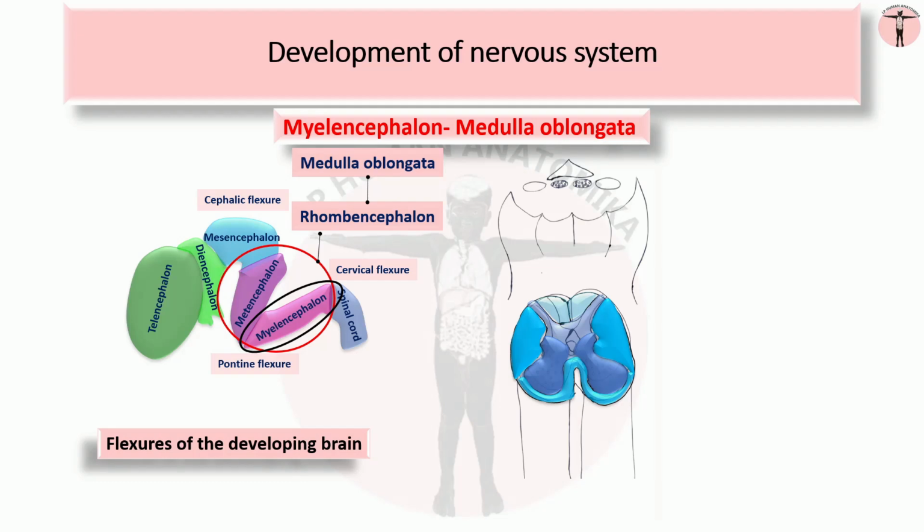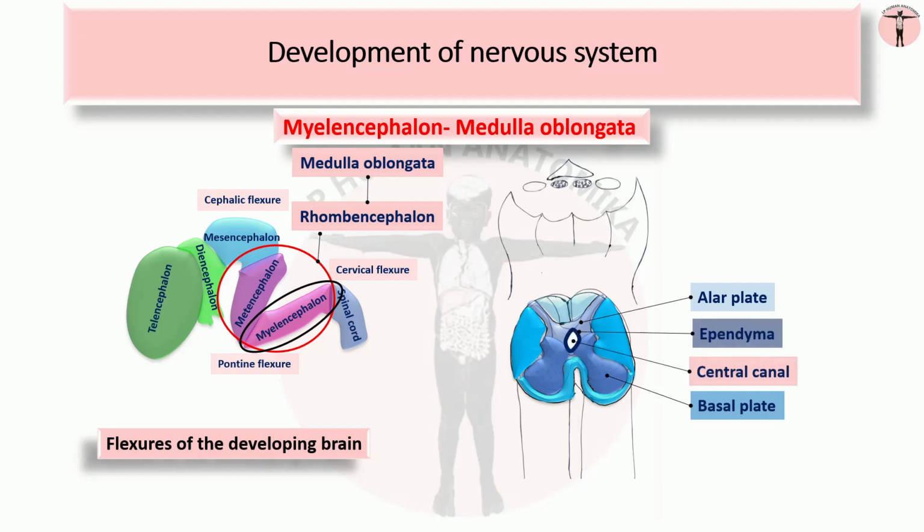In the spinal cord, we know the alar plate develops dorsal to the basal plate, and the mantle zone surrounds the ependyma and the central canal. In the development of the medulla oblongata, sensory neuroblasts in the alar plate migrate from the mantle zone into the marginal zone and form isolated areas of grey matter.